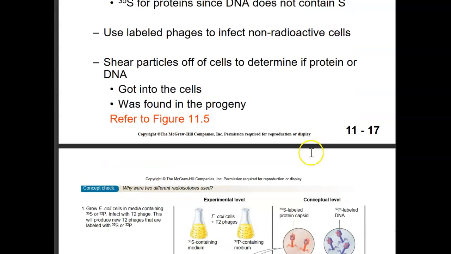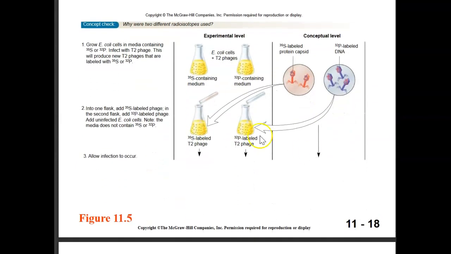So what they did was, and this is really funny, you guys are going to laugh, they grew some cells in radioactive sulfur-containing medium and some with radioactive phosphate. So this was labeling proteins, this was labeling DNA, all right? Then they allowed T2 phage to be developed here. And what ended up happening was that the phages were going to either have radioactively labeled protein or radioactively labeled DNA.